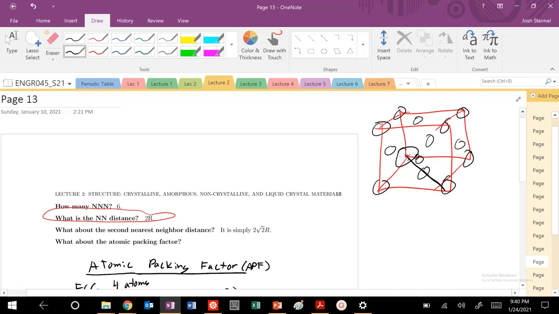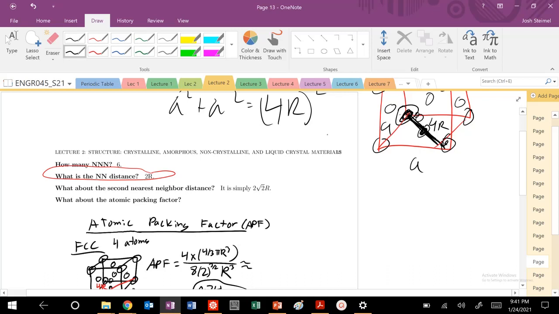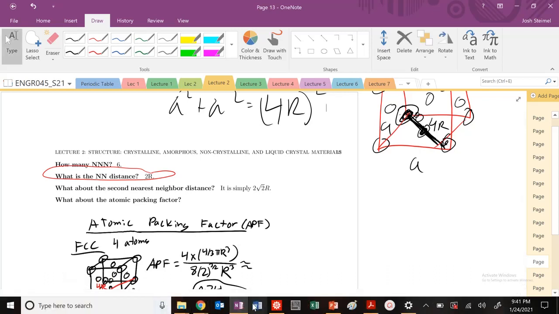But what is this distance here? This is A, this is A. What is this distance? I know that from this atom, this is my nearest neighbor, and from this atom, this is also my nearest neighbor. This distance is 4R. So if I want to find A, now it's A squared plus A squared equals 4R squared. Let's go ahead and calculate that out, although hopefully people will use Mathematica just in case. So let's go ahead and solve.